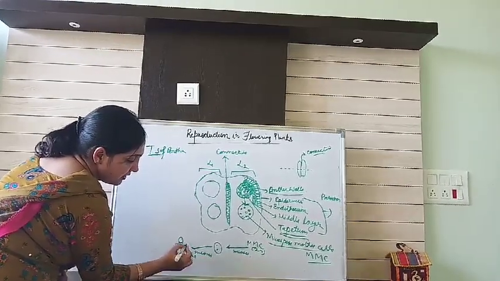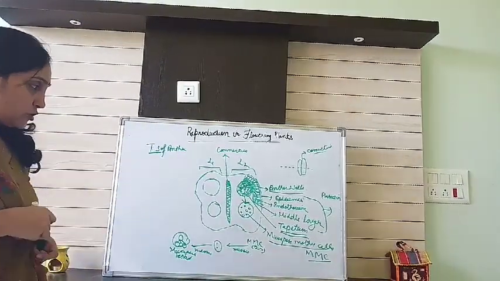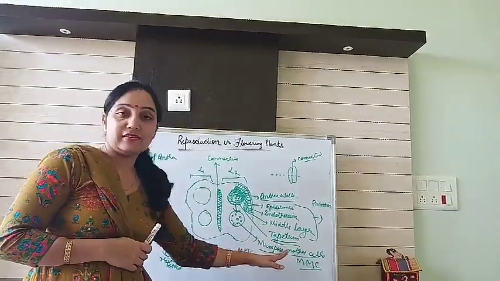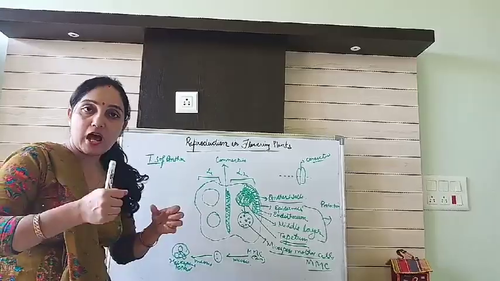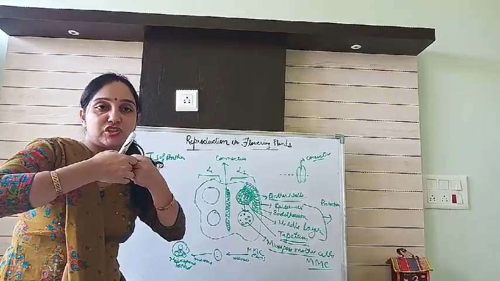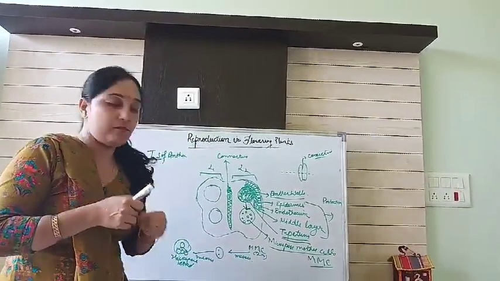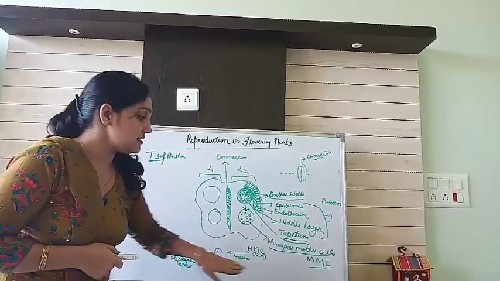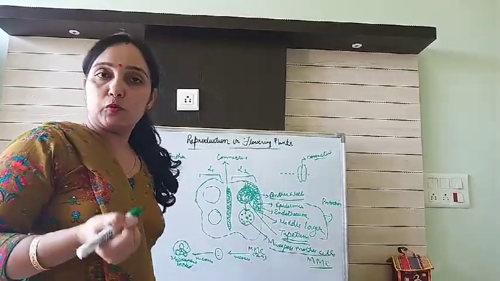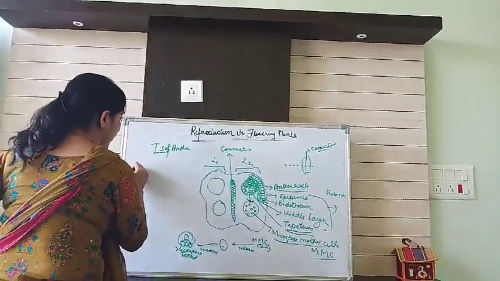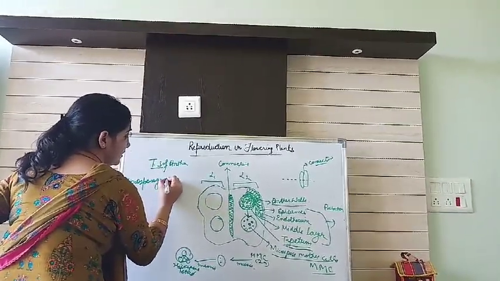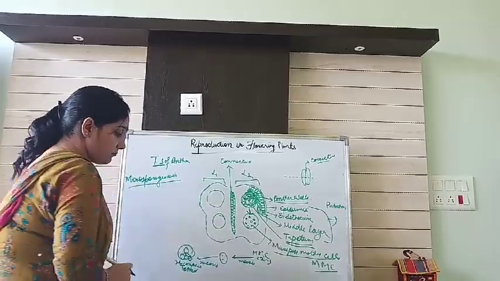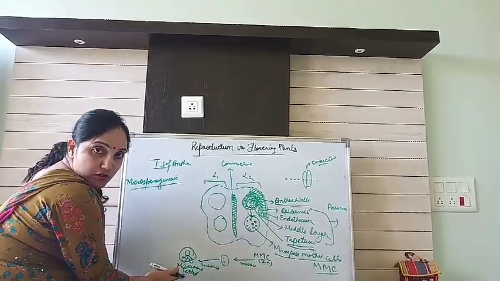Microspore tetrad. So the cells which are microspore mother cells give us microspore tetrads. They are microspores, but they are bound with each other in a tetrad form. This process is called microsporogenesis.